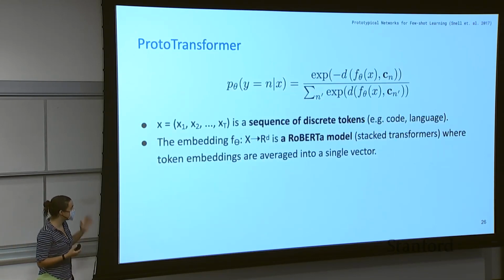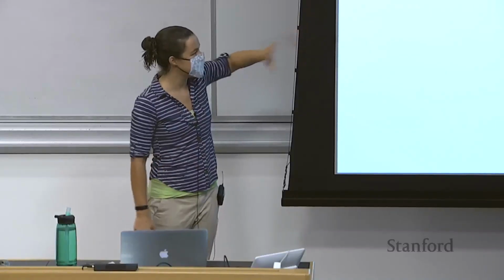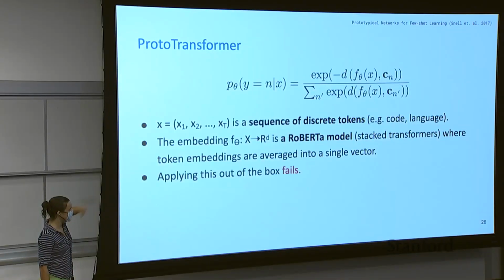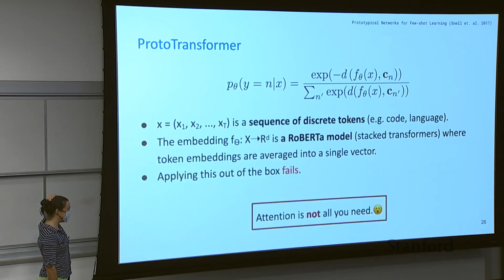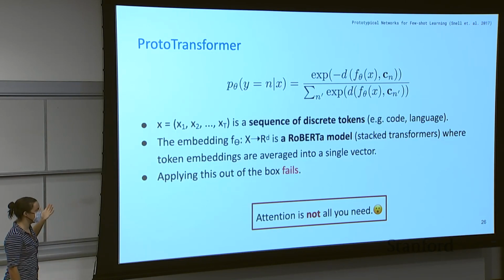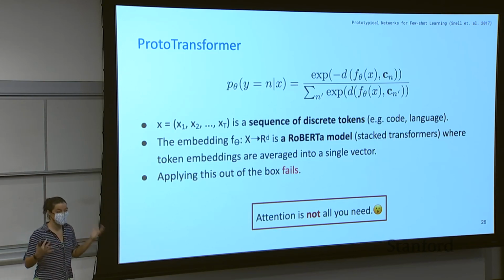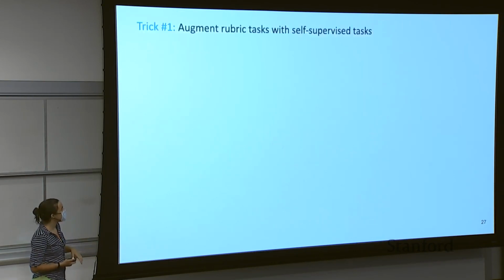Okay, so this is kind of the V0 for what we tried for this problem. And we found that actually applying this out of the box didn't work very well, and that attention isn't quite all you need to solve the problem. So there were a couple tricks that we found to be pretty helpful, especially because we didn't have that much meta-training data. The first trick was that instead of only using tasks from the meta-training data set, we can augment the rubric tasks with self-supervised tasks.